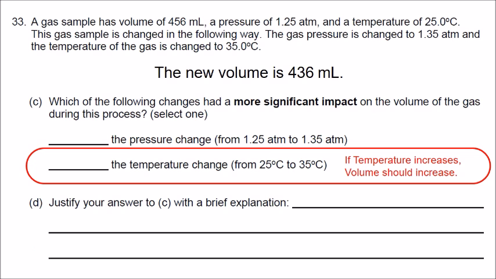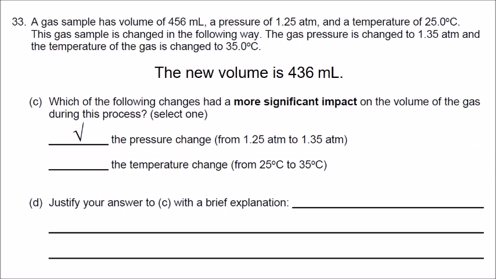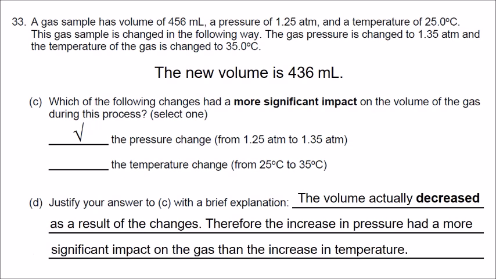So because the new volume had decreased, that means that the pressure change had a more significant impact on the volume of the gas. So the volume of the gas actually decreased as a result of these changes. So therefore, the increase in pressure had a more significant impact on the gas than the increase in temperature.